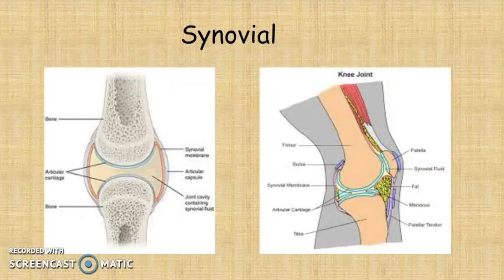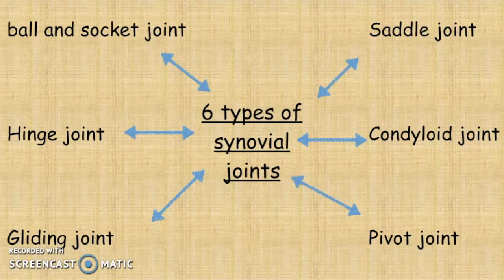Synovial. These are freely movable. An example is the knee. There are 6 types of synovial joints: the ball and socket joint, hinge joint, gliding joint, saddle joint, condyloid joint, and the pivot joint.